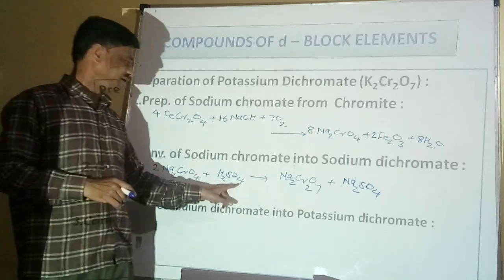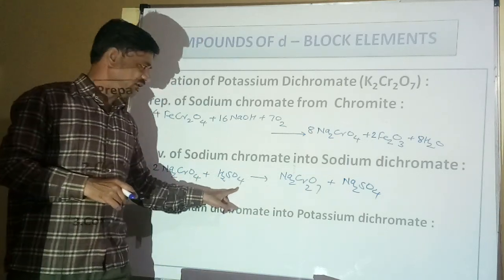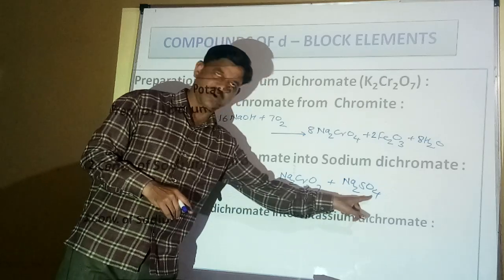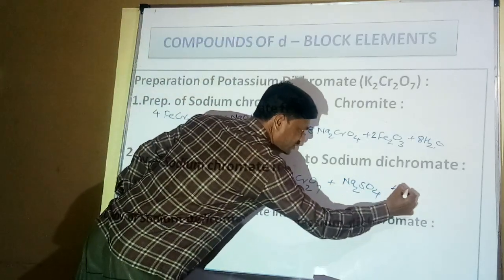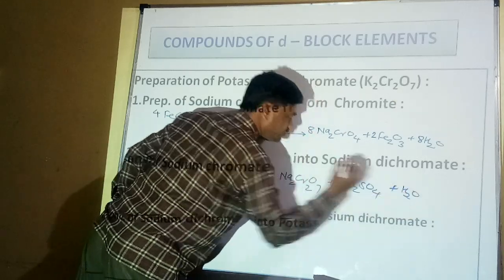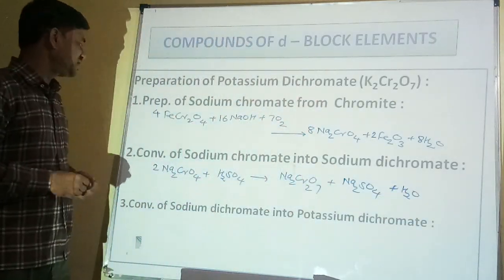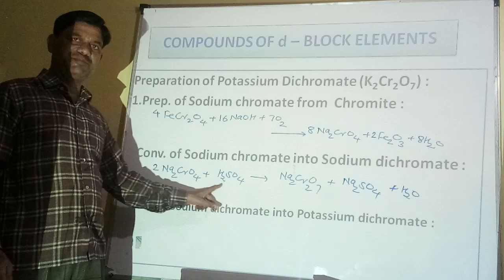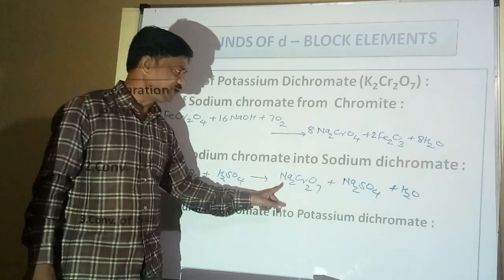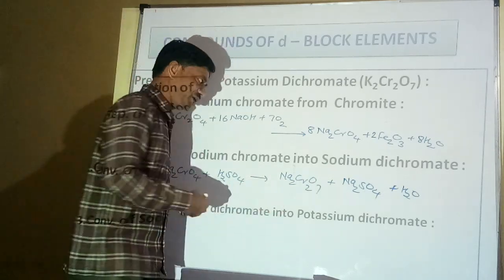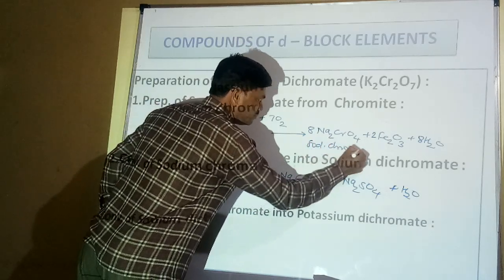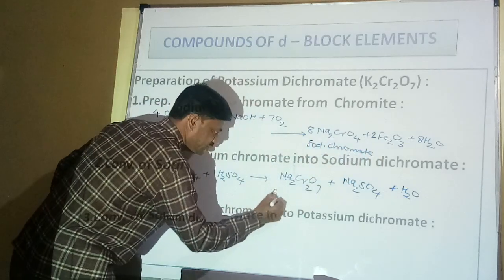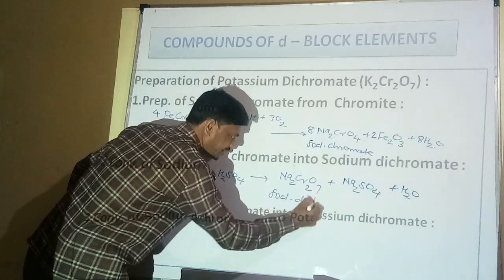Now check this oxygen atom. 4 2s are 8. 8 plus 4, 12. So out of 12, 7 plus 4, 11. What remains? 2 hydrogen and 1 oxygen. What is the side product here? H2O. Remember, what is the second step? Sodium chromate on treatment with H2SO4 is converted into sodium dichromate. Remember this compound? This is sodium chromate. What about this one? Sodium dichromate.